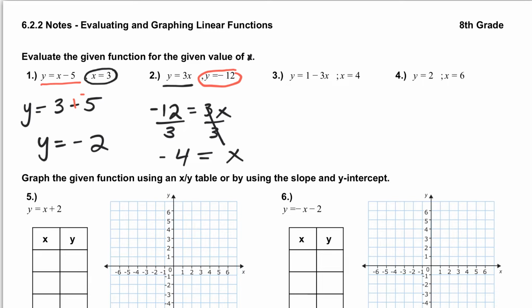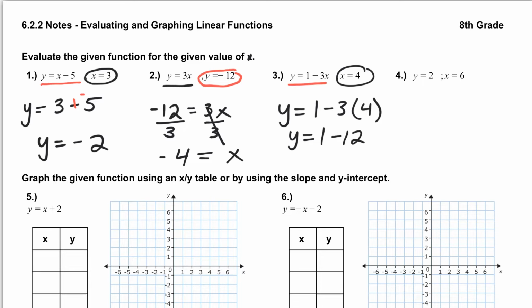Number 3 says take the function y is equal to 1 minus 3x and plug 4 into that function. So if we take our function and replace x with 4, it's going to look something like this: y is equal to 1 minus 3 times 4. Okay. Order of operations says we're going to do our multiplication first, so we're doing negative 3 times 4. Negative 3 times 4 is negative 12, or minus 12.